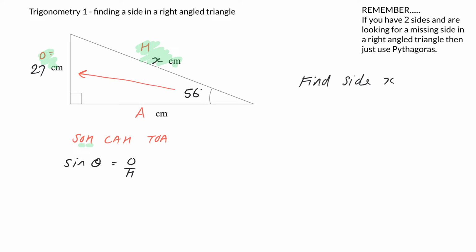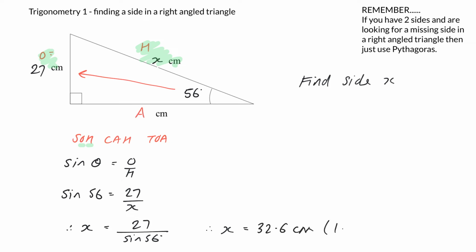So step 3 is to substitute in the values. So in this case, we've got the sin of 56 is equal to the opposite, which is 27, over the hypotenuse, which is x. Now notice in this case, the x is a denominator. So when we rearrange this, you must make sure that the x becomes a numerator. So therefore, x is equal to 27 over the sin of 56. Now again, you just put this in your calculator. So therefore, x is equal to, and our answer is 32.6 to 1 decimal place. 32.6 centimetres to 1 dp.